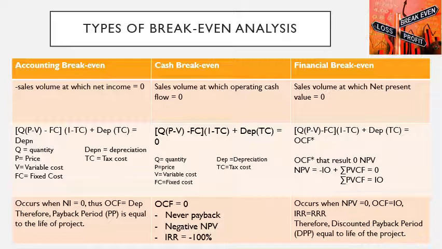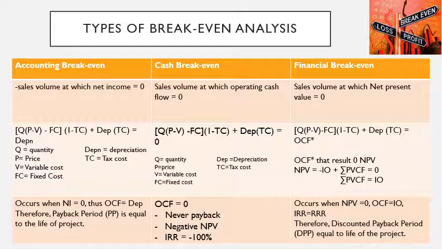For financial break-even, it is the sales volume at which net present value equals 0. So (QP - QV - FC)(1 - TC) + D × TC = OCF*. So what is OCF*? How do we calculate OCF*? OCF* is the cash flow that results in 0 NPV.